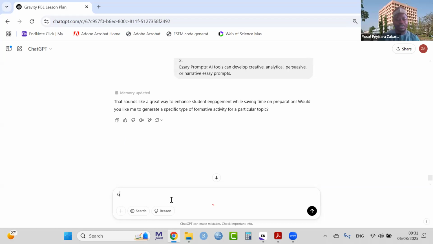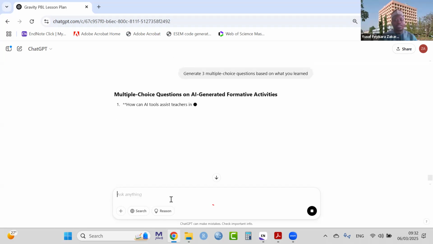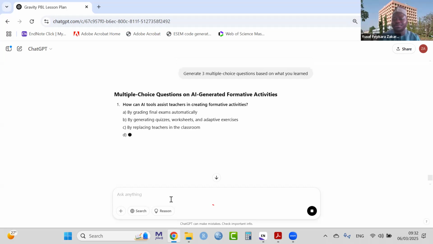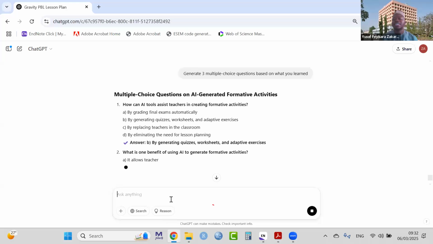Then I say now, generate 3 multiple choice questions based on what you learn. Then you see multiple questions coming up based on the content I have uploaded, even with correct answers. So if I want to set multiple choice for your exam now, I can just do this. Then I will be happy.